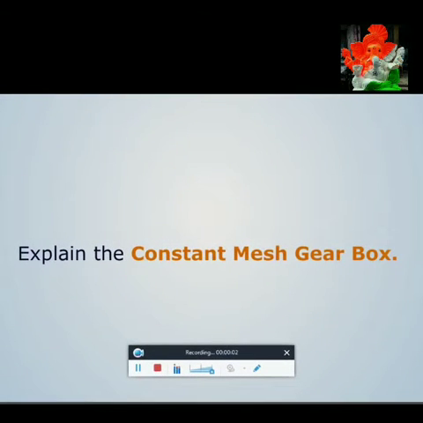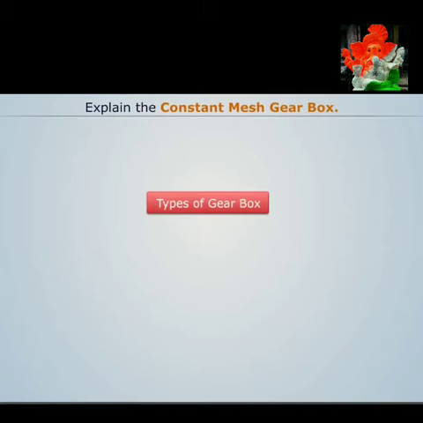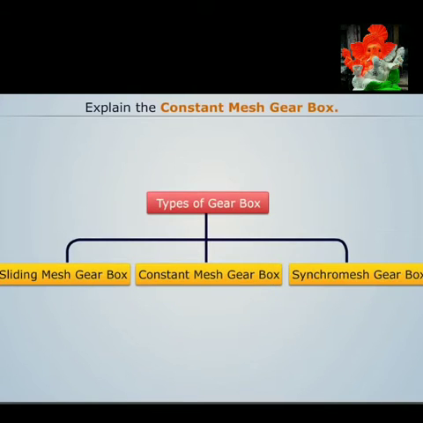Mesh gearbox. We know that gearboxes are mainly of three types: sliding mesh gearbox, constant mesh gearbox, and synchromesh gearbox. Now let's discuss the constant mesh gearbox in detail.